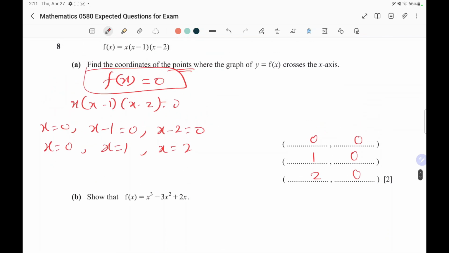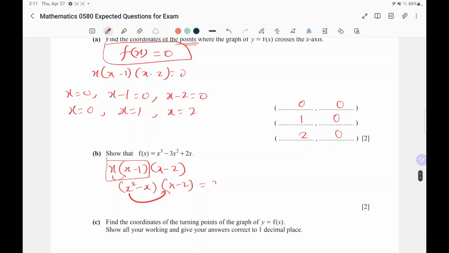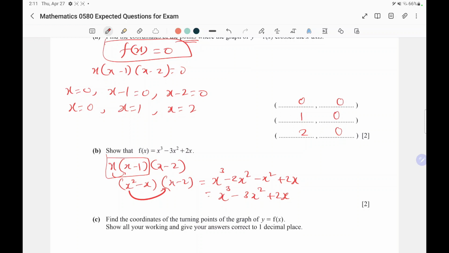Now come to the next question. Show that f(x) is this. So it's again very simple. You need to just multiply x times x minus 1 times x minus 2. Just deal with these two brackets first. So x times x is x squared, then x times minus 1 is minus x, and then x minus 2. Now take x squared times this x. So here it will be x squared times x, which is x cubed, minus 2x squared minus x squared plus 2x. So this is x cubed minus 3x squared plus 2x.